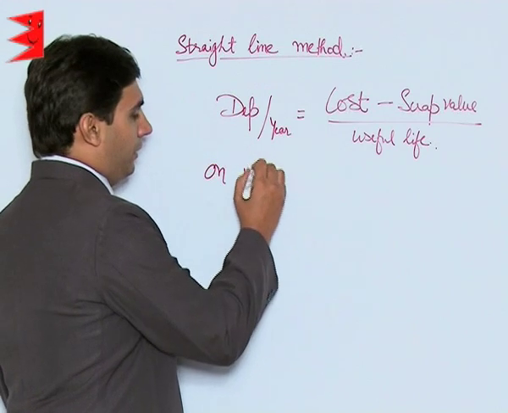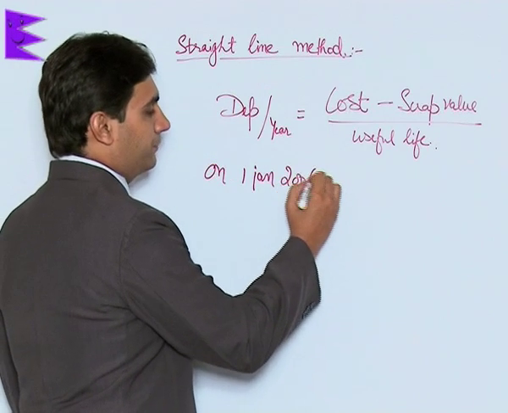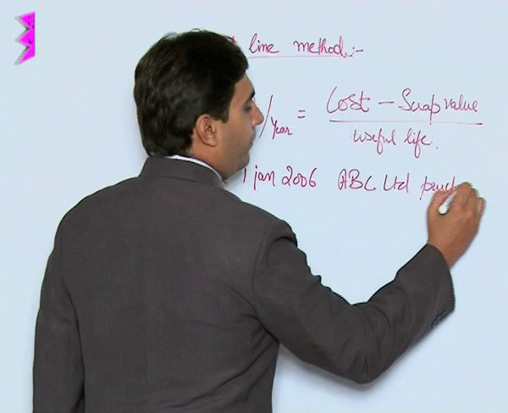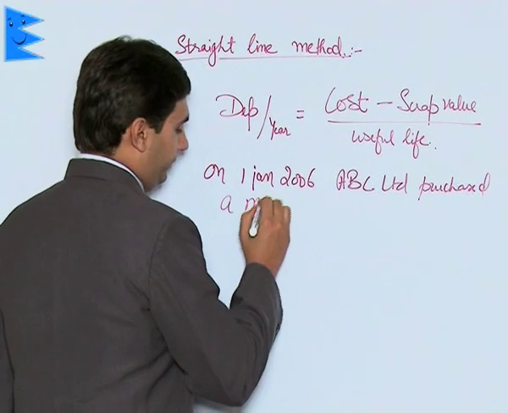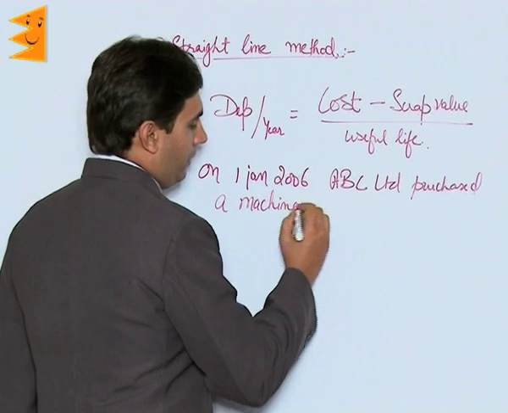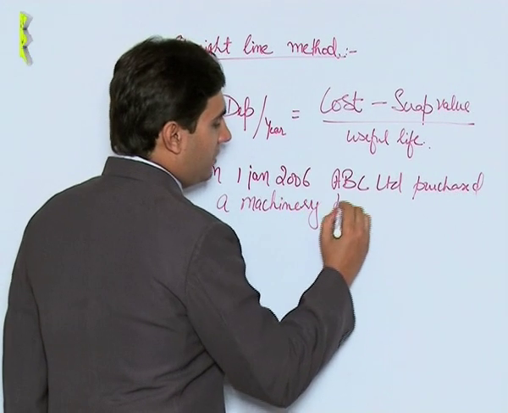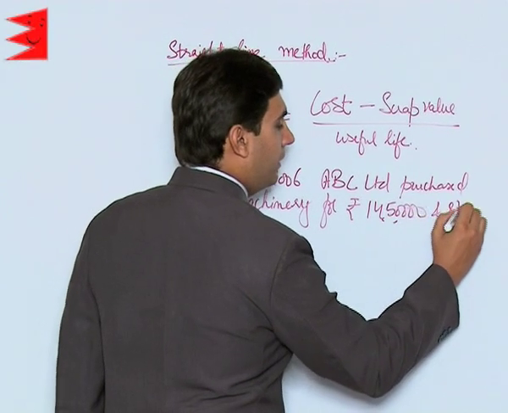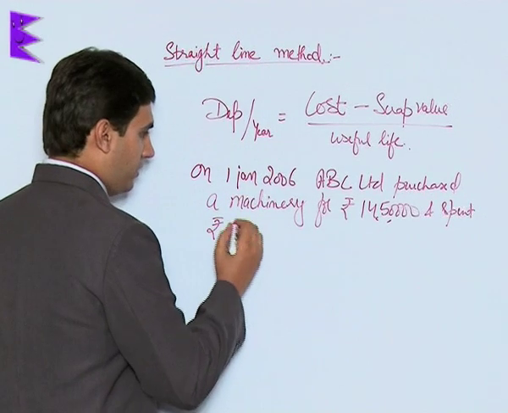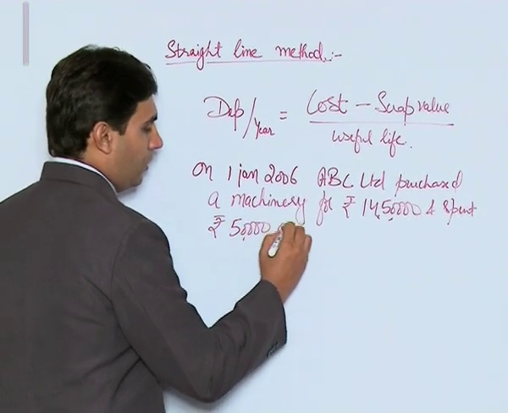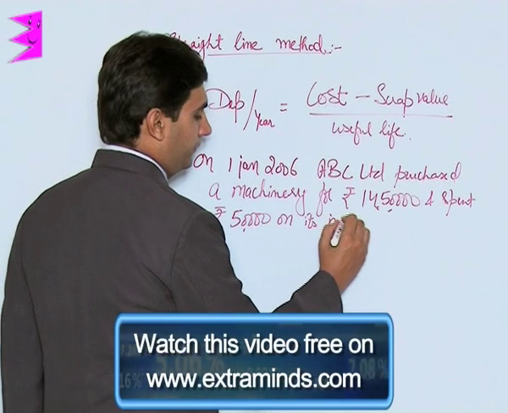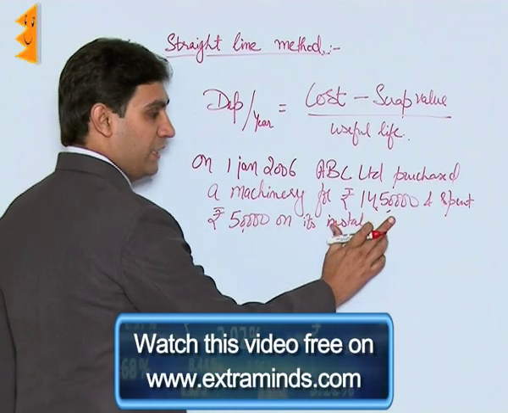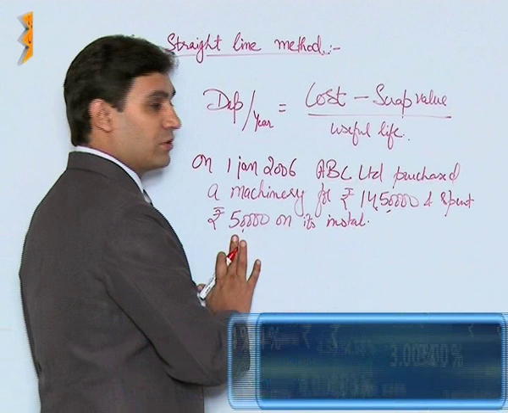On 1st January 2006, ABC Limited purchased a machine for rupees 14,50,000 and spent rupees 50,000 on its installation. Now students, they have purchased it for 14,50,000 and spent 50,000 on its installation.